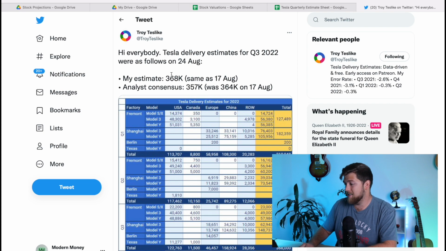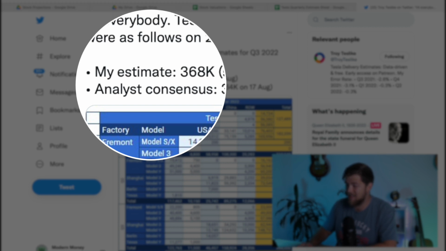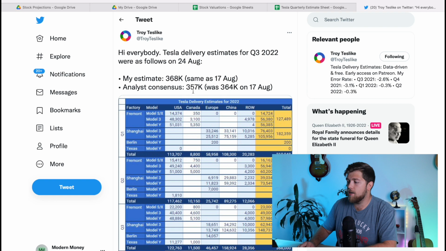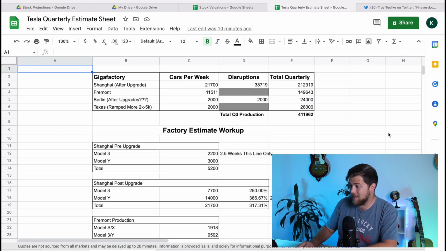Right here, as you can see, his last estimate for Q3 2022 deliveries is 368,000 deliveries, which is a little above what the analyst consensus is right now. But I have to agree with him that I do think higher than 357 is very likely. I mean, as far as the way that I used to estimate things, I was looking at like 411 production being possible.